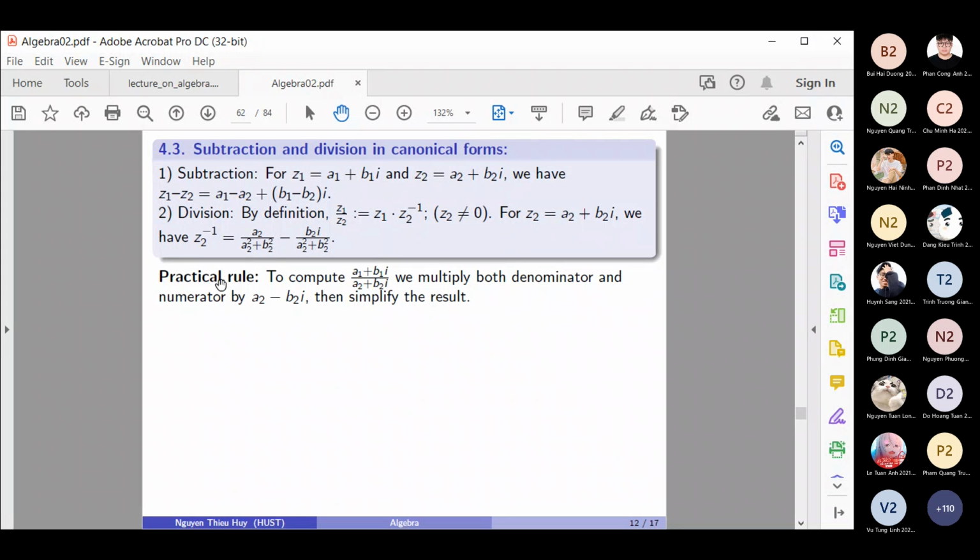We had the practical rule. So if you want to compute this fraction, then you should eliminate this i by multiplying both denominator and numerator with a2 minus b2i. Then on the denominator you have a2 squared plus b2 squared. There is no i anymore, right? Because i squared is minus 1. And then on the numerator you should obtain something else, then you just simplify.